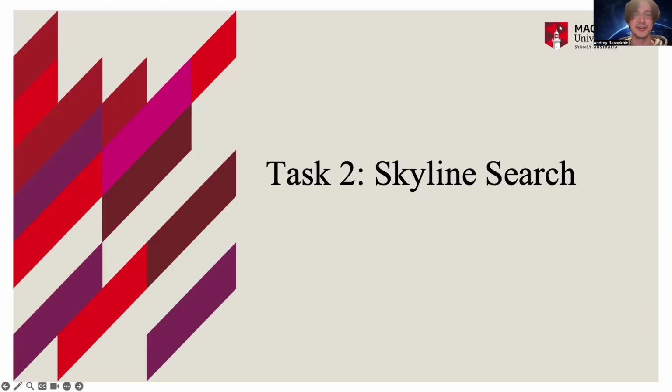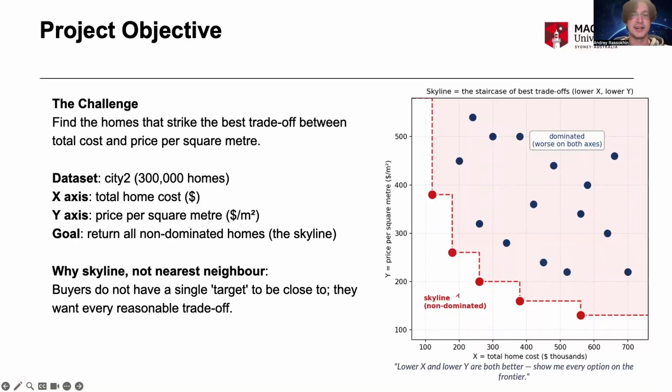Hello, my name is Andre, and I was responsible for task 2. In this part, I implemented Skyline Search on the City2 dataset, which contained 300,000 homes. Each home is represented by a 2D point. The X value is the total home cost, and the Y value is the price per square meter.